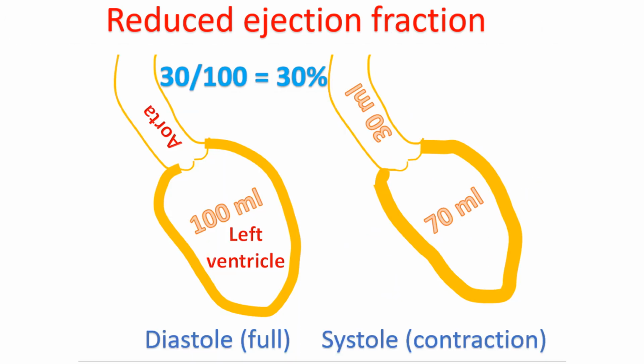This picture illustrates what reduced ejection fraction means. Ejection fraction is the fraction of the blood which is pumped out from the left ventricle when it contracts after filling up. The period of relaxation is known as diastole, in which the ventricle fills, and contraction is known as systole. Normal ejection fraction is around 60 to 70%. When it is reduced below 40%, it is known as heart failure with reduced ejection fraction.